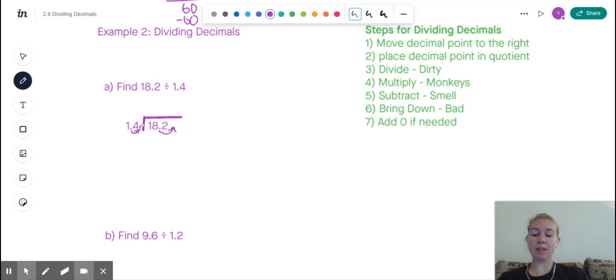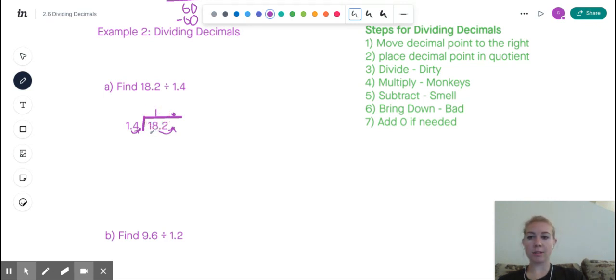And we move it as many steps to the right as we need so that this number is a whole number. So if we move one step to the right, we move one step to the right for both of our numbers. Then we put our decimal point on top, just like that. And then we go ahead and start dividing like we did last time. So let's see. 1 divided by 14, we can't do that. 18 divided by 14, yep, 14 goes into 18 once.